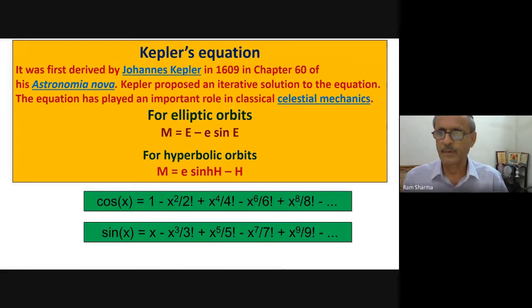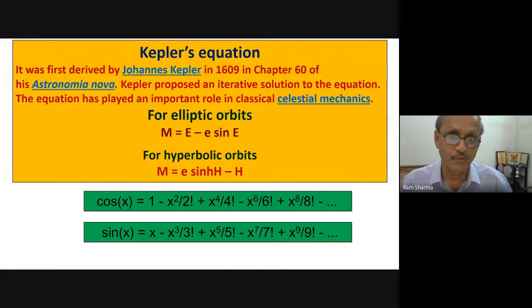Some of the great mathematicians said that in 17th century, this was the find of the century. Some people attributed this equation to Kepler, 1609. So they said in 17th century, this was the find of the century. That much importance was given to this. So that means our area got so much recognition. This equation got so much recognition. M is equal to E minus e sin E.